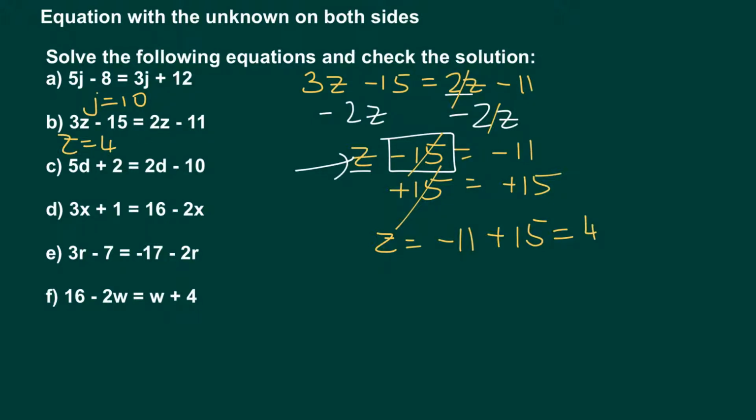And we can double check this. So 3 times 4 minus 15. 3 times 4 is 12, minus 15 is negative 3 for the left-hand side. Then we have 2 times 4 minus 11. So 8 minus 11 is also negative 3. So we know that z equals 4 is the correct answer.